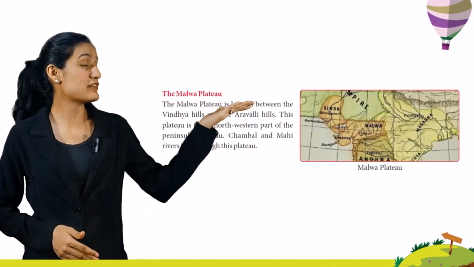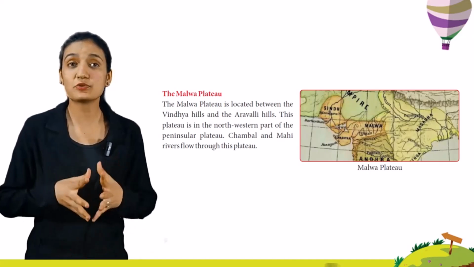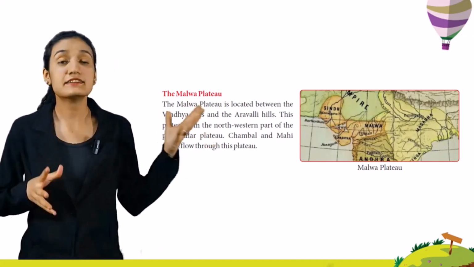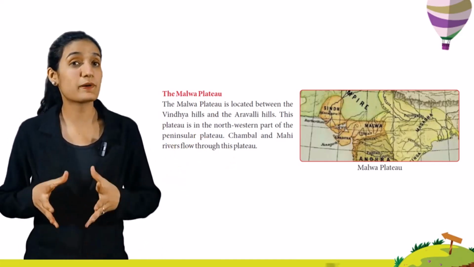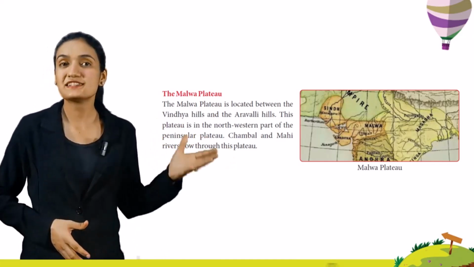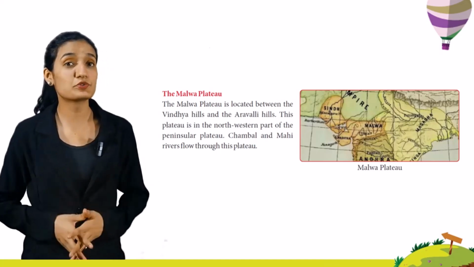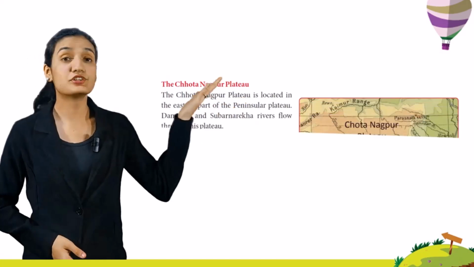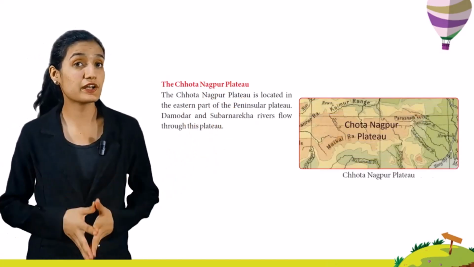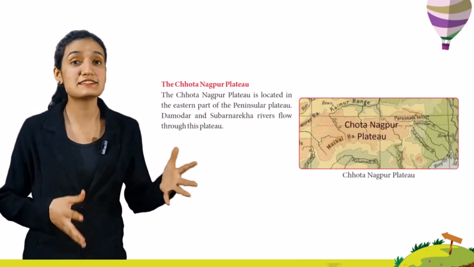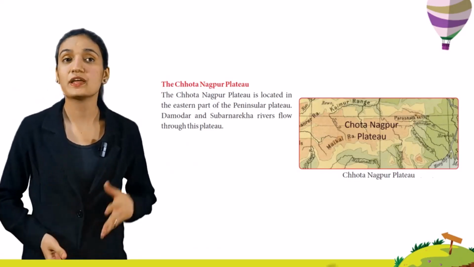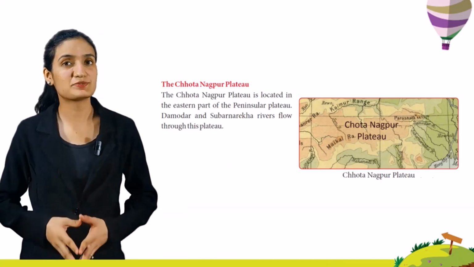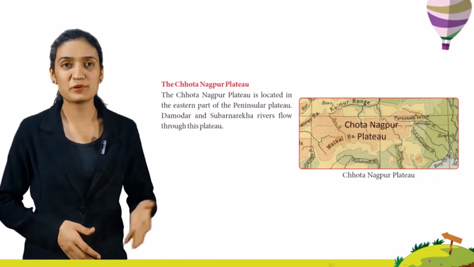Now, the Malwa Plateau. The Malwa Plateau is located between the Vindhya Hills and the Aravalli Hills. This plateau is in the northwestern part of the peninsular plateau. Chambal and Mahi rivers flow through this plateau. Here you can see the Malwa Plateau. Now, the Chota Nagpur Plateau. The Chota Nagpur Plateau is located in the eastern part of the peninsular plateau. Damodar and Subarnarekha rivers flow through this plateau. Here you can see Chota Nagpur Plateau.